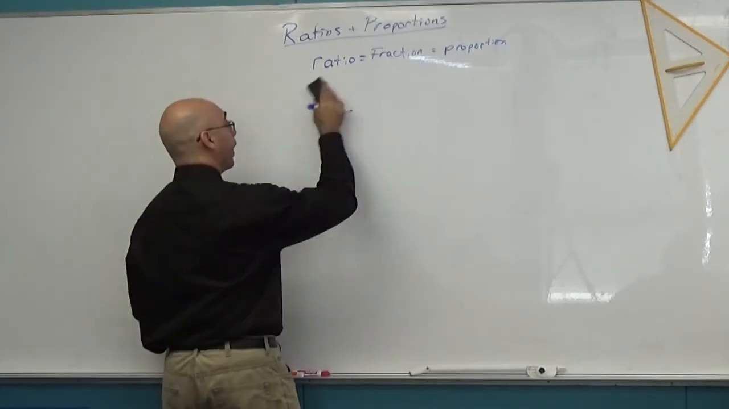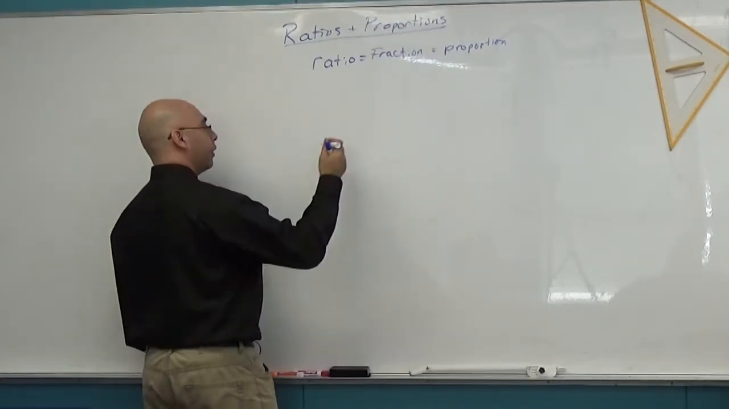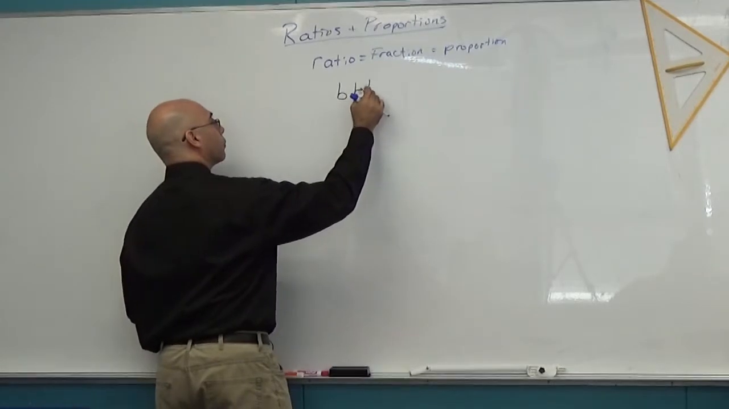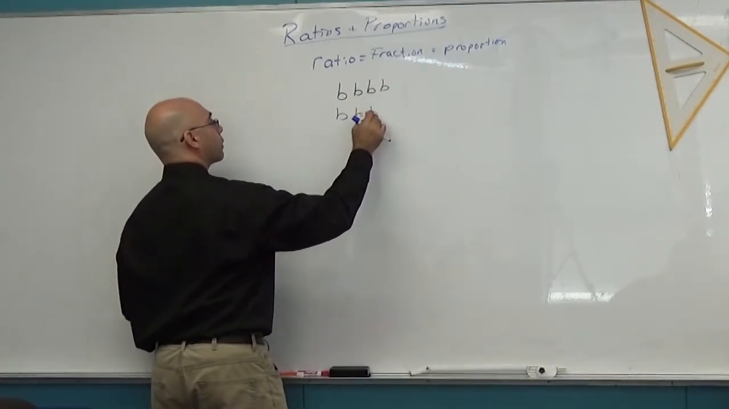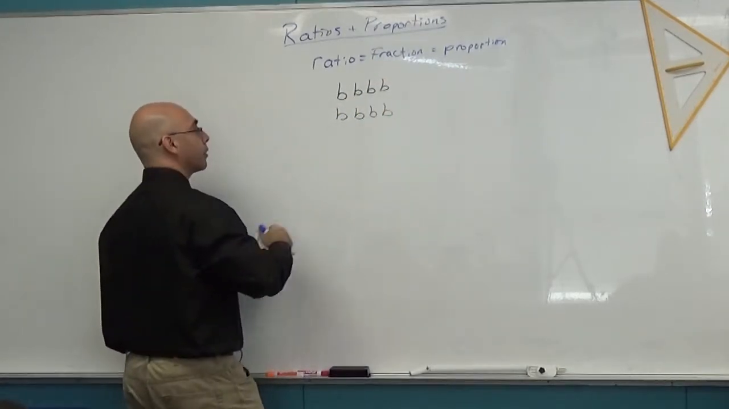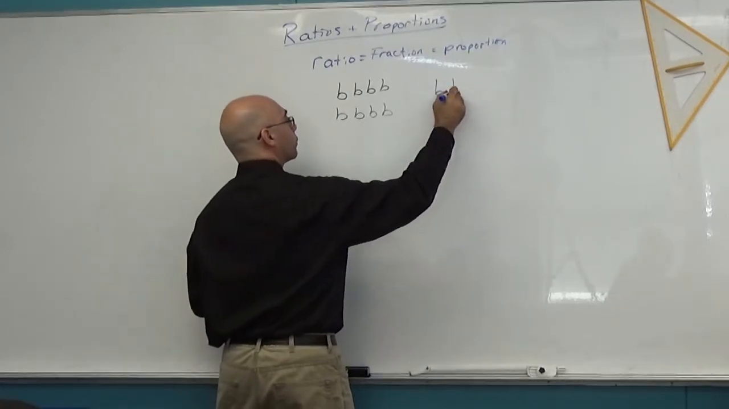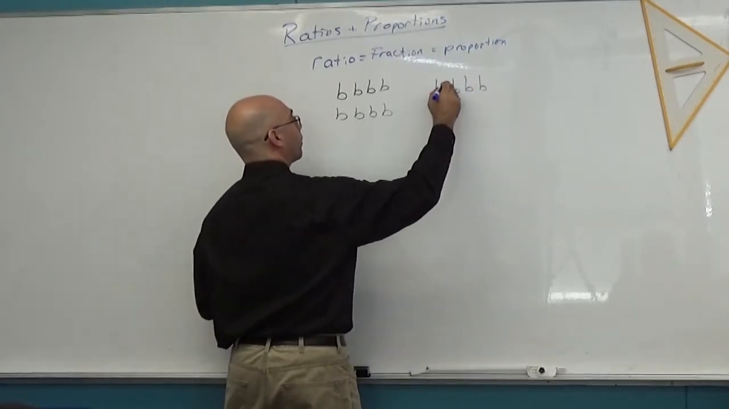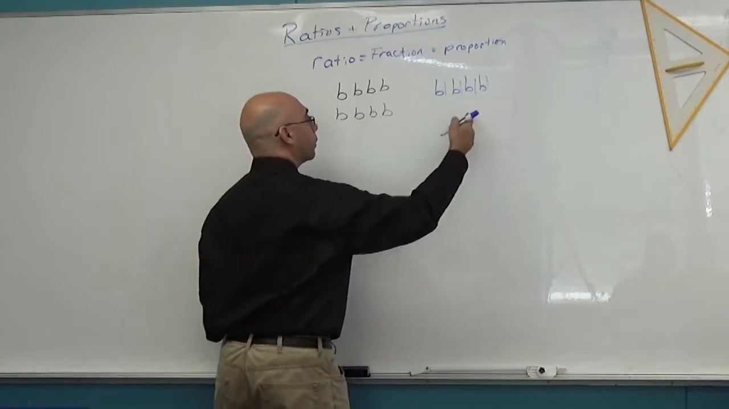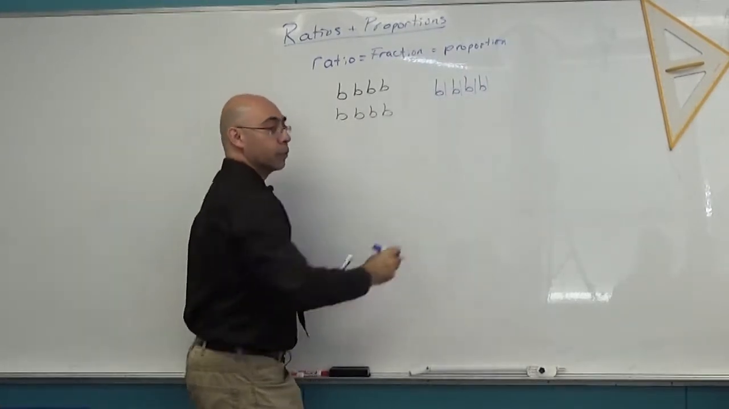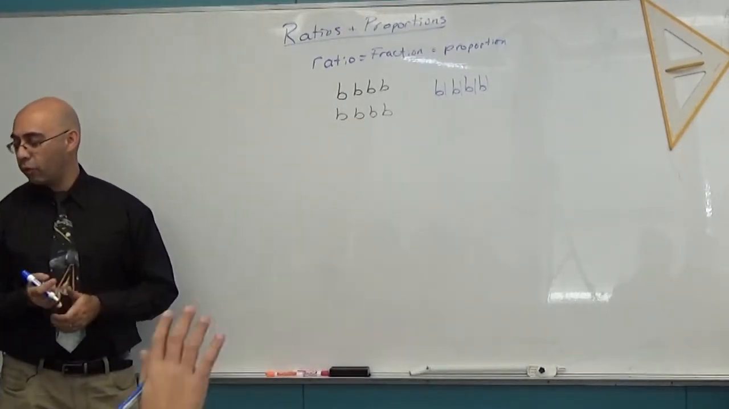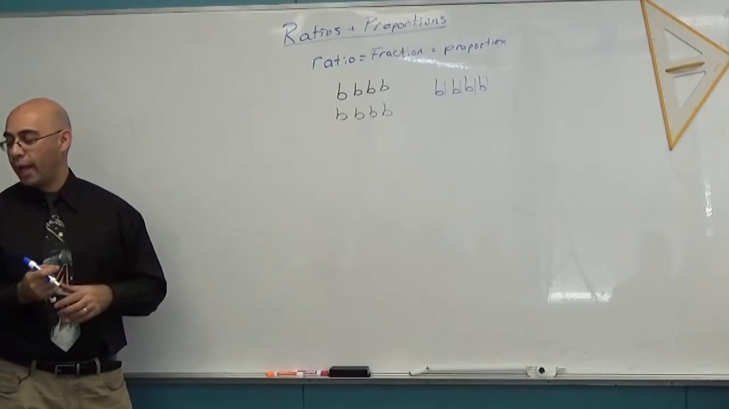Actually, let's use actual colors. How many black pens are there? 8. 1, 2, 3, 4, 5, 6, 7, 8. How many blue pens are there? 4. 1, 2, 3, 4. We'll call them BL for blue, but I'll make them blue. That's black, that's blue. What is the question asking for in number 3A?